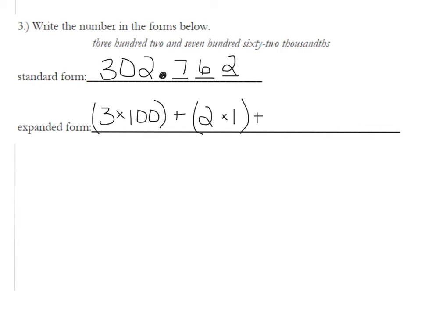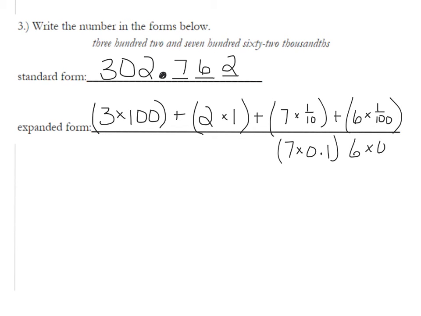Plus, the next digit is a 7. 7 is in the tenths place. Remember, you can write this two ways, either as a fraction, multiplying by 1/10, or you can say 7 times 0.1. Either way works correctly. Plus, the next digit is a 6. 6 is in the hundredths place, so we can write it as a hundredths, or 0.01. And then the last digit, oops, I'm running out of space, so I'm going to write it down here.